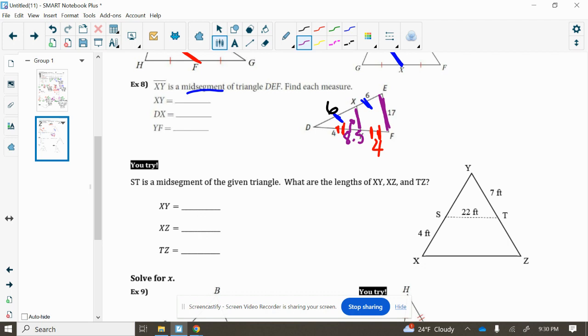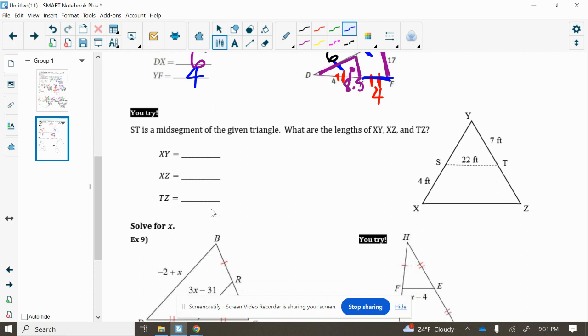So as we are being asked for answers here, X to Y, again, is that midsegment. It is 8.5. D to X, we said, is 6. And then Y to F over here would be 4.